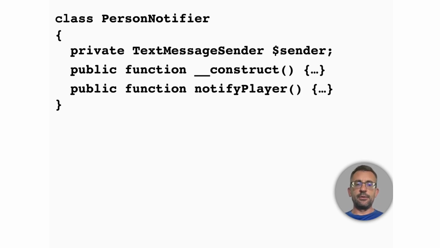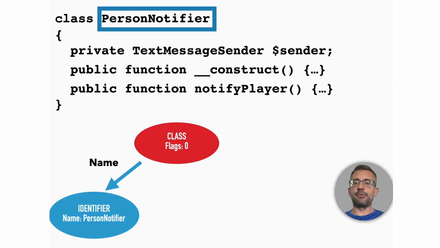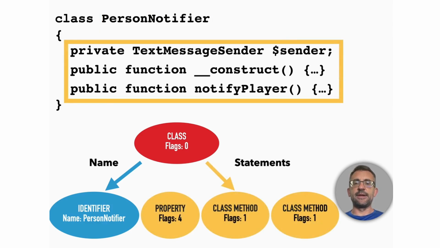Now, all code that we write can be represented in the abstract syntax tree. So imagine we had code like this, and we were going to break it into nodes that appear in the abstract syntax tree. We would start off here with a class node, and the class node would have properties. For example, it would have a name property, which in itself is an identifier node. And in this case, it has three statements. There is one property statement and two class methods.